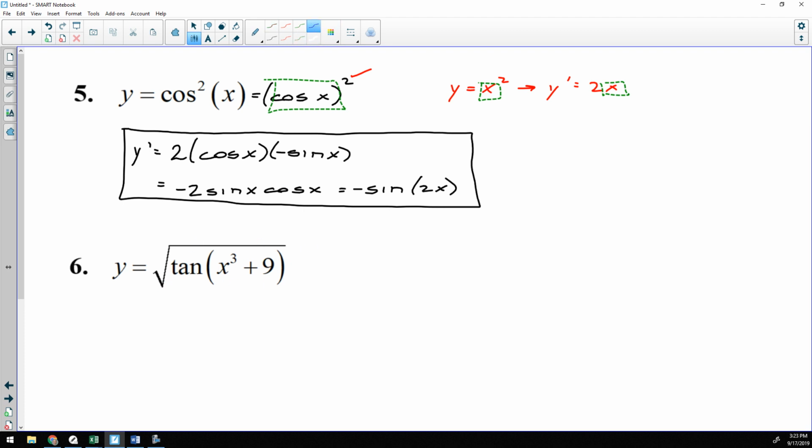This one's going to actually be a layered chain rule. So we have tangent of x cubed plus 9, all to the 1/2 power.